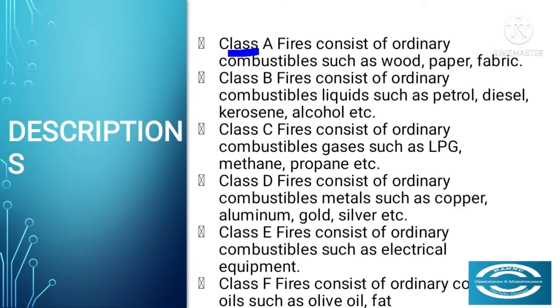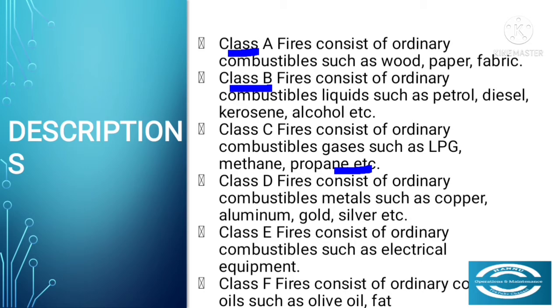Class A fire. Class A fire consists of ordinary combustibles such as wood, paper, fabric, etc. Next, Class B fire. It consists of combustible liquids such as petrol, diesel, kerosene, alcohol, etc. Next one is the Class C fire. It consists of combustible gases such as LPG, methane, propane, etc.